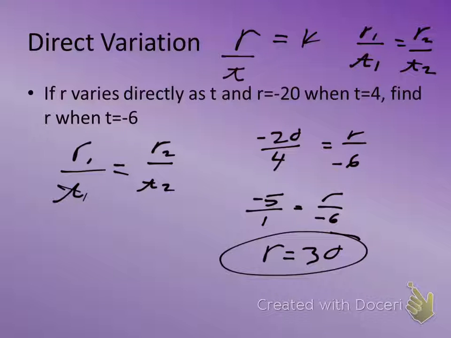Okay, so hopefully you got r equals 30 with this one. You got r1 over t1 equals r2 over t2, like I said. It tells you r equals -20 when t equals 4, so that's one side of your equation. Find r when t equals -6. -20 over 4 reduces to -5. Cross multiply to get 30. So that's the way these problems go.